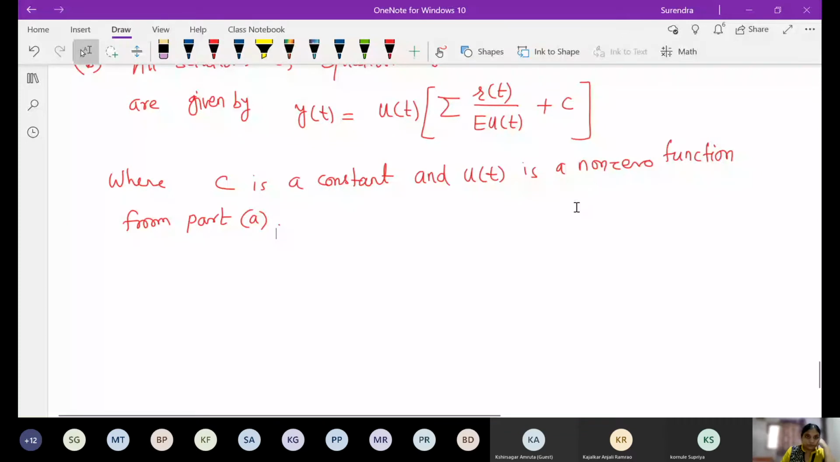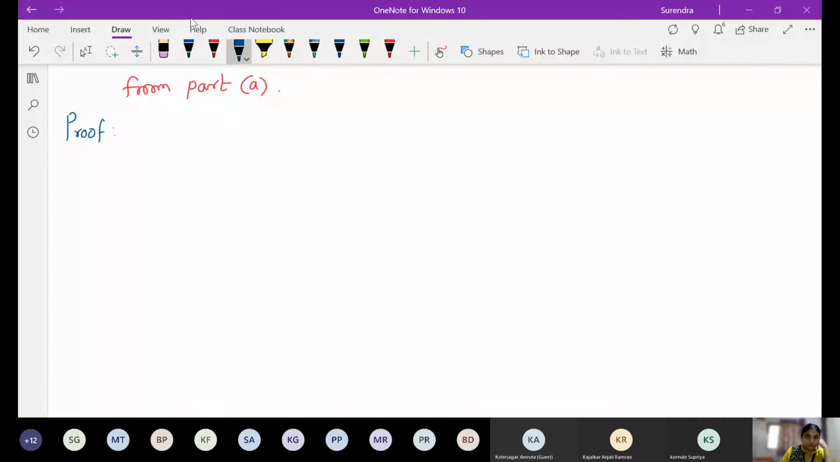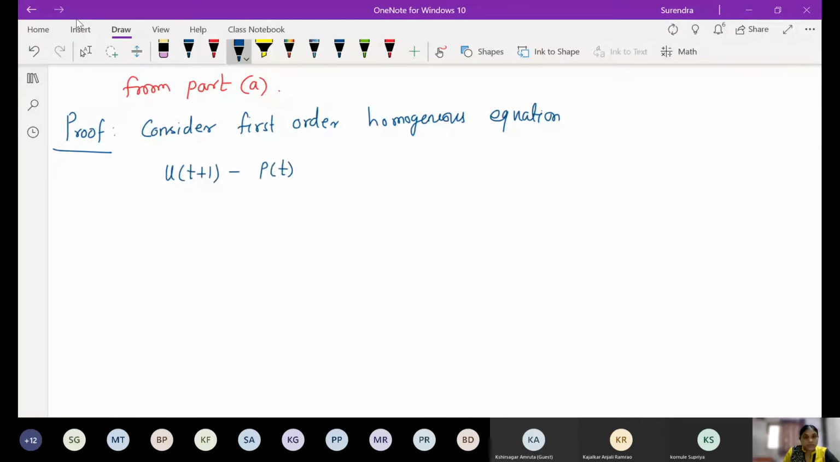Proof. Consider the first order homogeneous equation: u at t plus 1 minus p of t into u of t is equal to 0. This is my equation 3.1 dash, right?